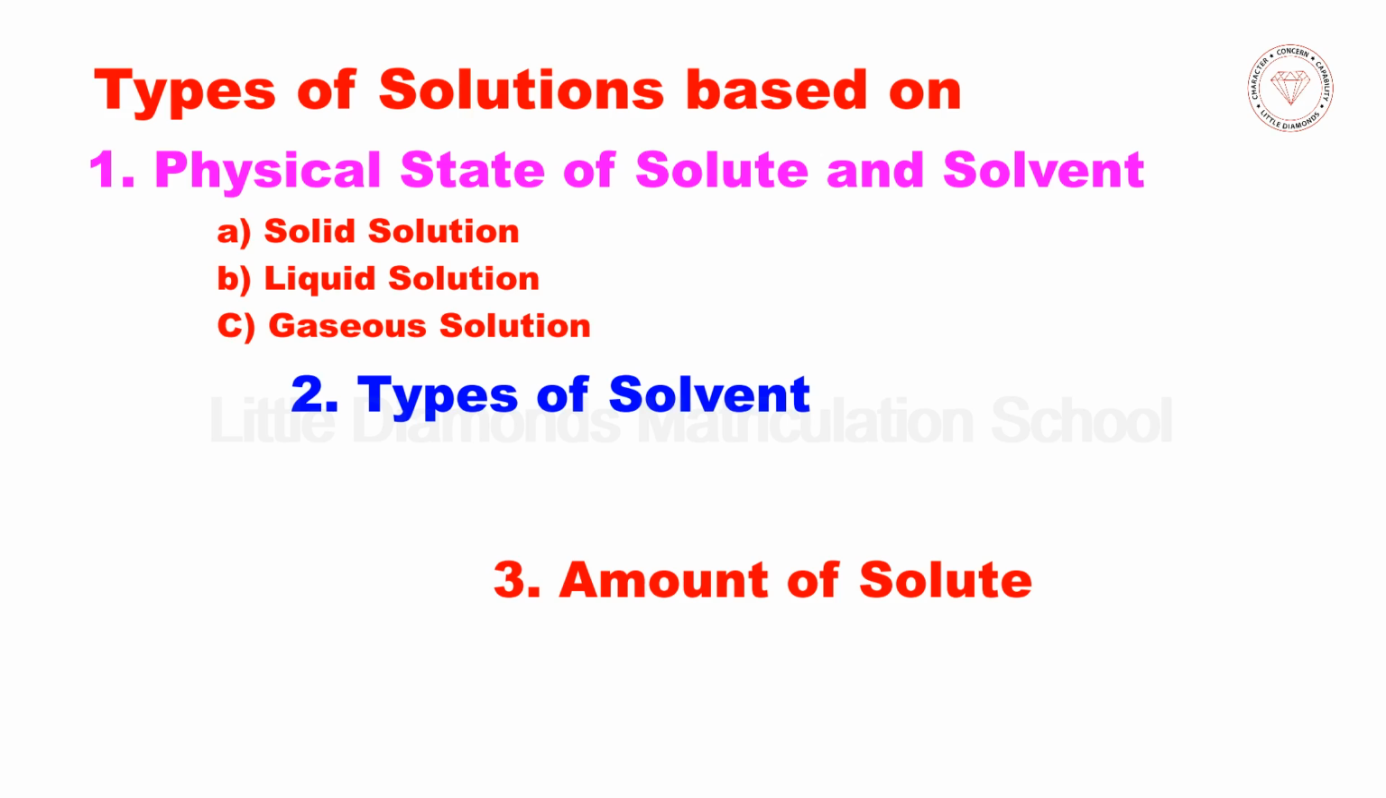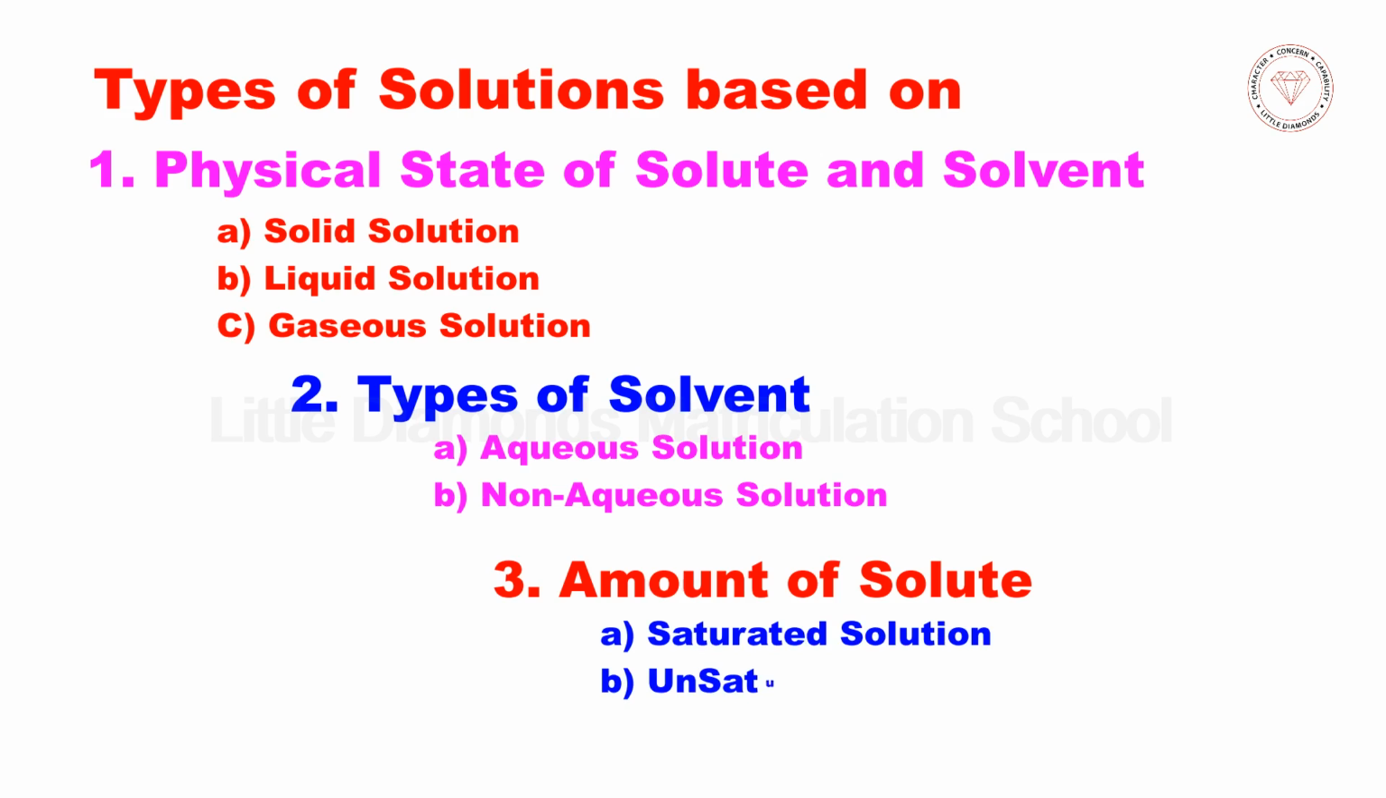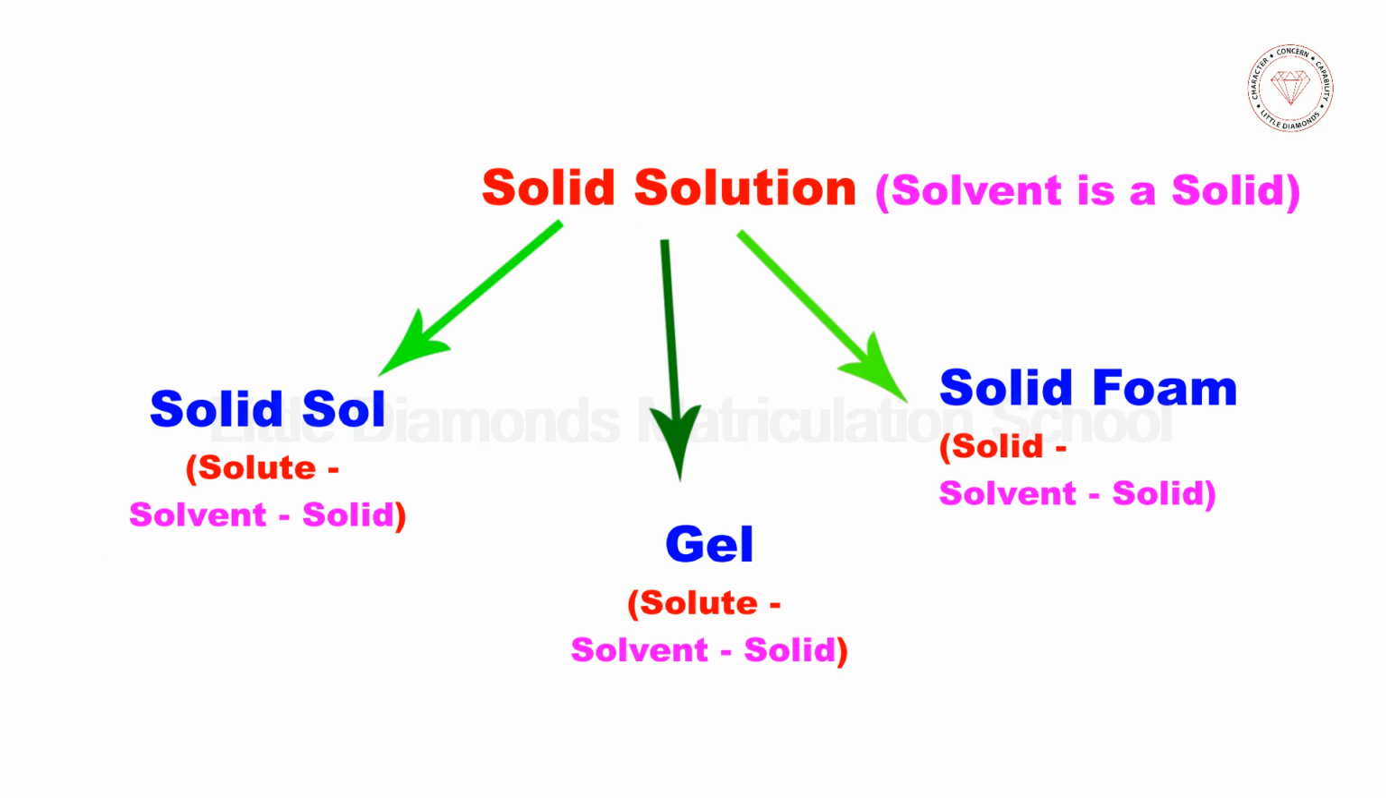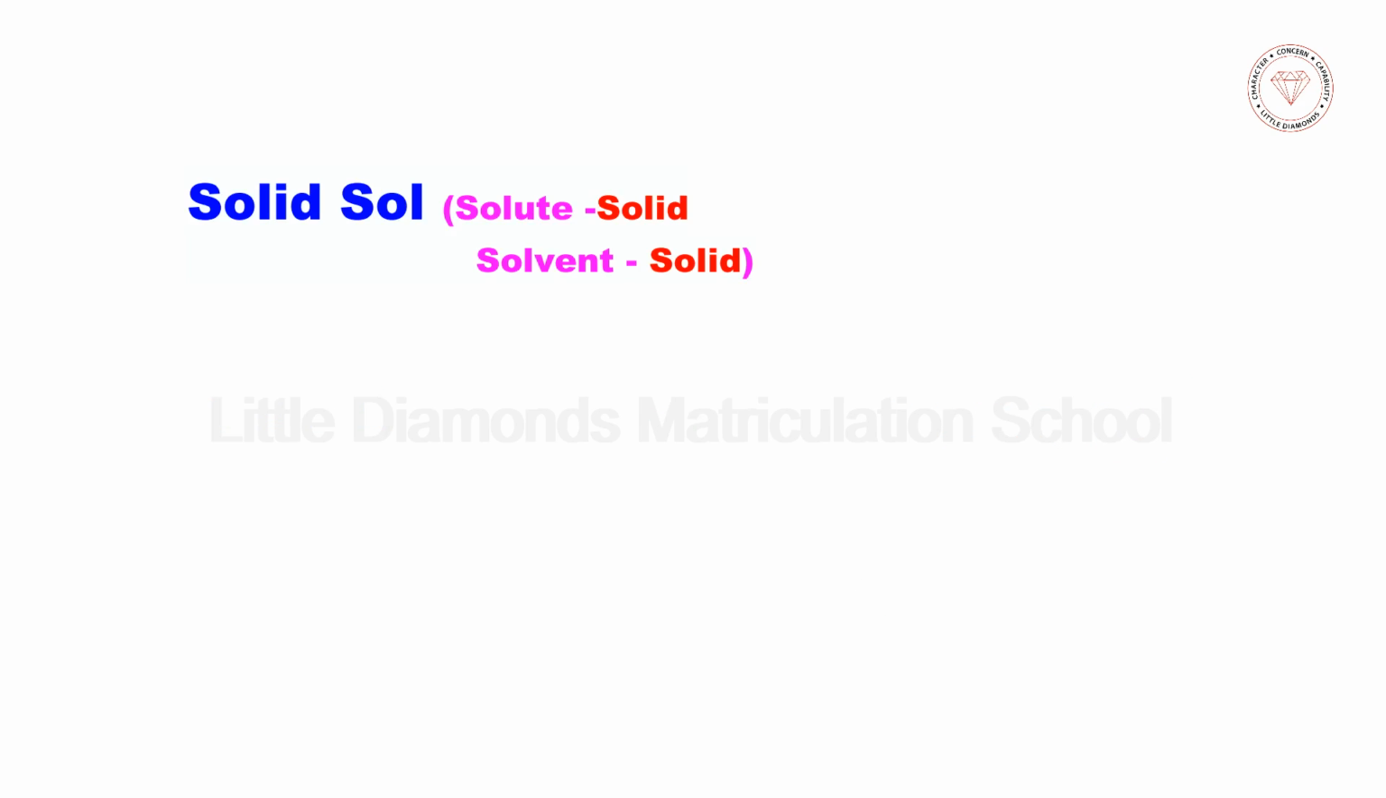Based on the type of solvent, the solutions are classified into aqueous solution and non-aqueous solution. Depending on the amount of solute in the solution, the solutions are classified as saturated solution, unsaturated solution, and supersaturated solution. Let us know what these different types of solutions are. Solid solution. In a solid solution, the solvent is a solid and the solute may be a solid, liquid, or gas.